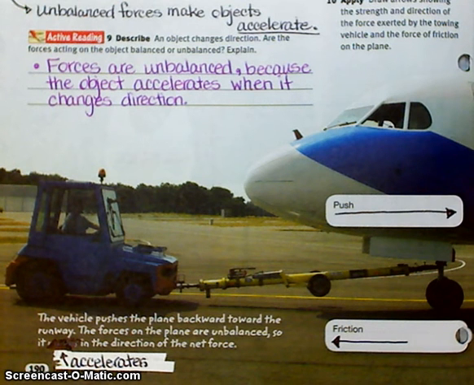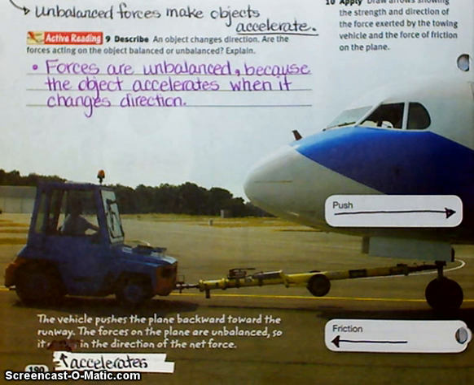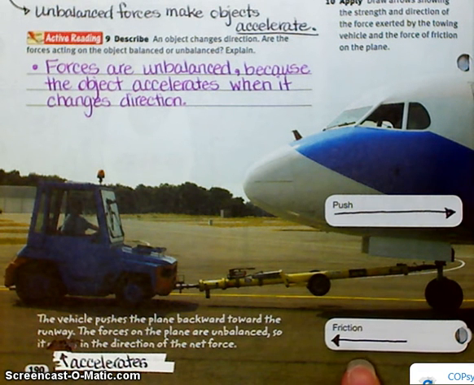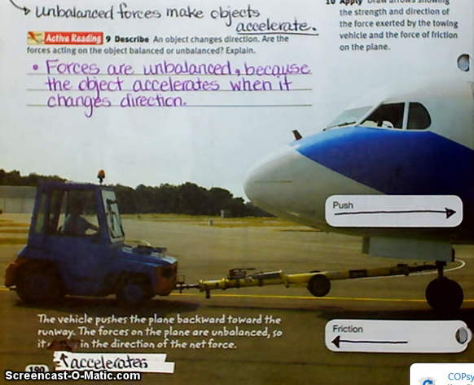The reason I don't like that they use the word move is because objects can be moving when forces are balanced. It's just they're not changing how they're moving. So they really needed to put accelerate. Please notice that I put a big arrow pointing to the right for the airplane, and a smaller arrow for the friction. Because the push is bigger than the friction force, we have a net force that's not equal to 0, and the plane will accelerate backwards the way it's being pushed.